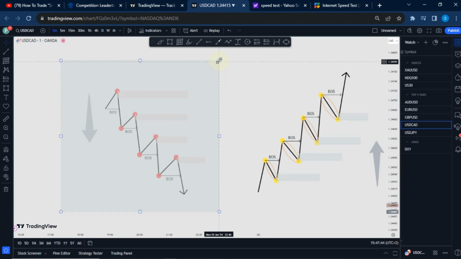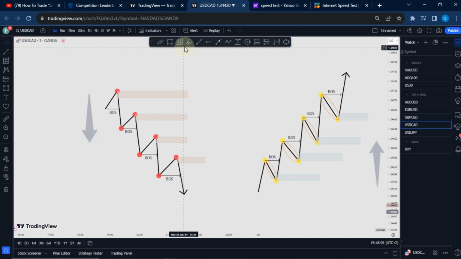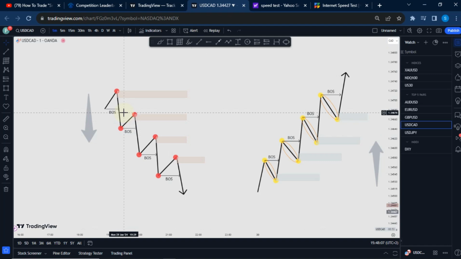On the blue box that I've drawn here, we are in a downtrend here guys, as you can see. One thing that I need you to understand is that this arrow pointing down is indicating a downtrend, right? The points that I have highlighted with a red dot are our swing points, our lower lows and our lower highs.